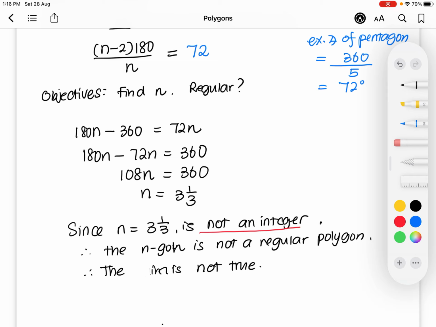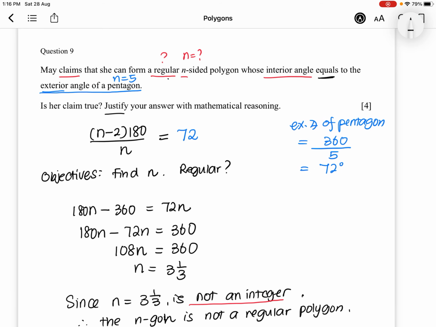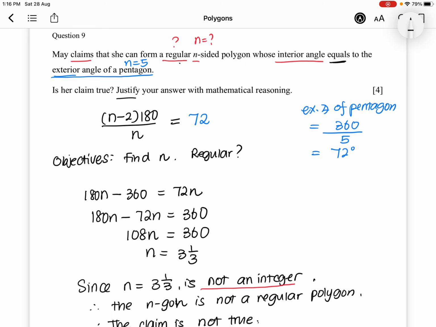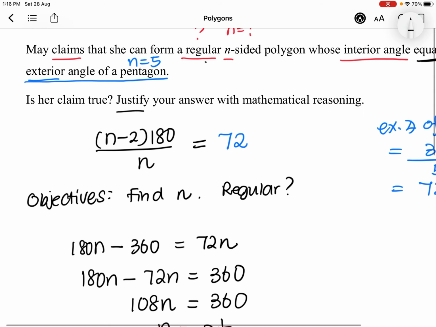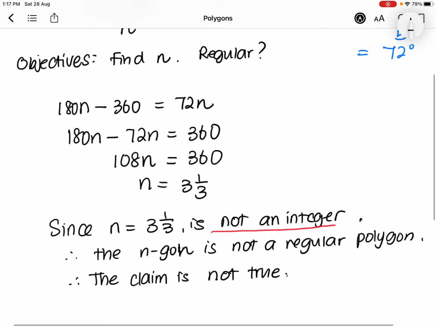Okay, have you gotten your answer? Alright, so in this part of the question, there is no diagram, but it uses words instead. So read the words and the information part by part, form an equation over here, and then find the value for the number of sides, which is n, and determine whether it is a regular polygon or not.